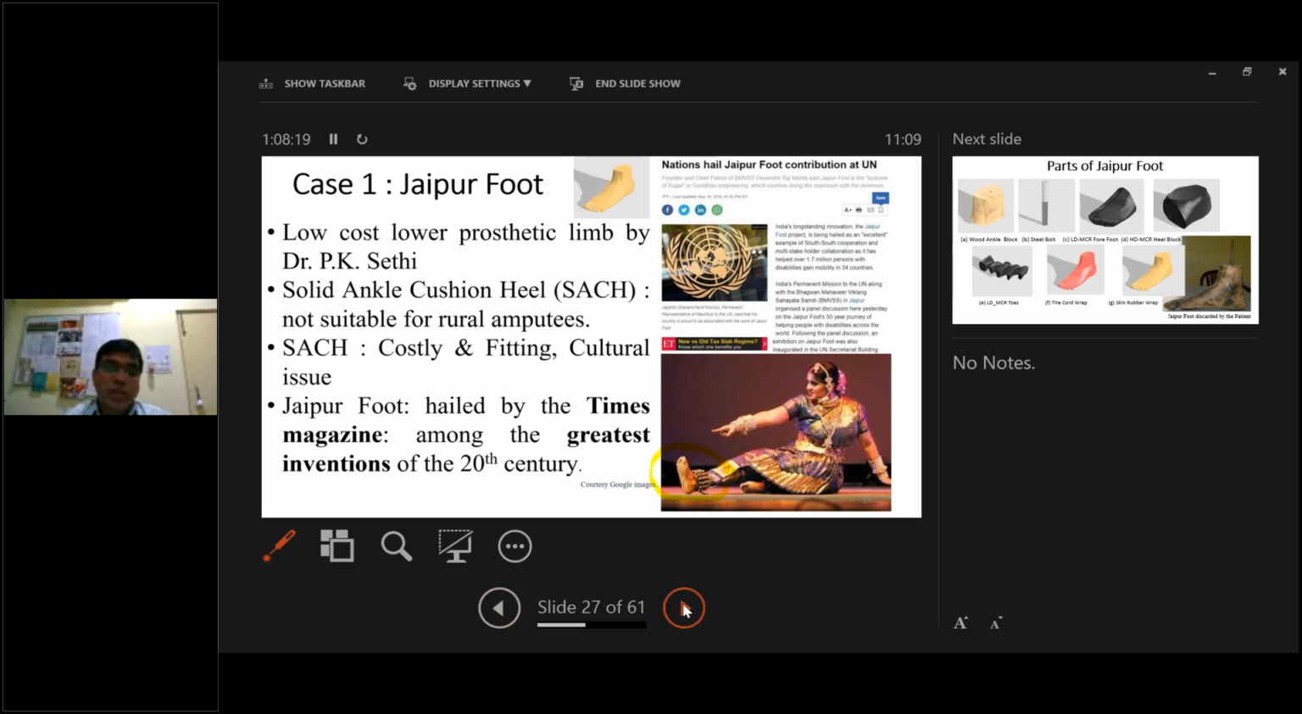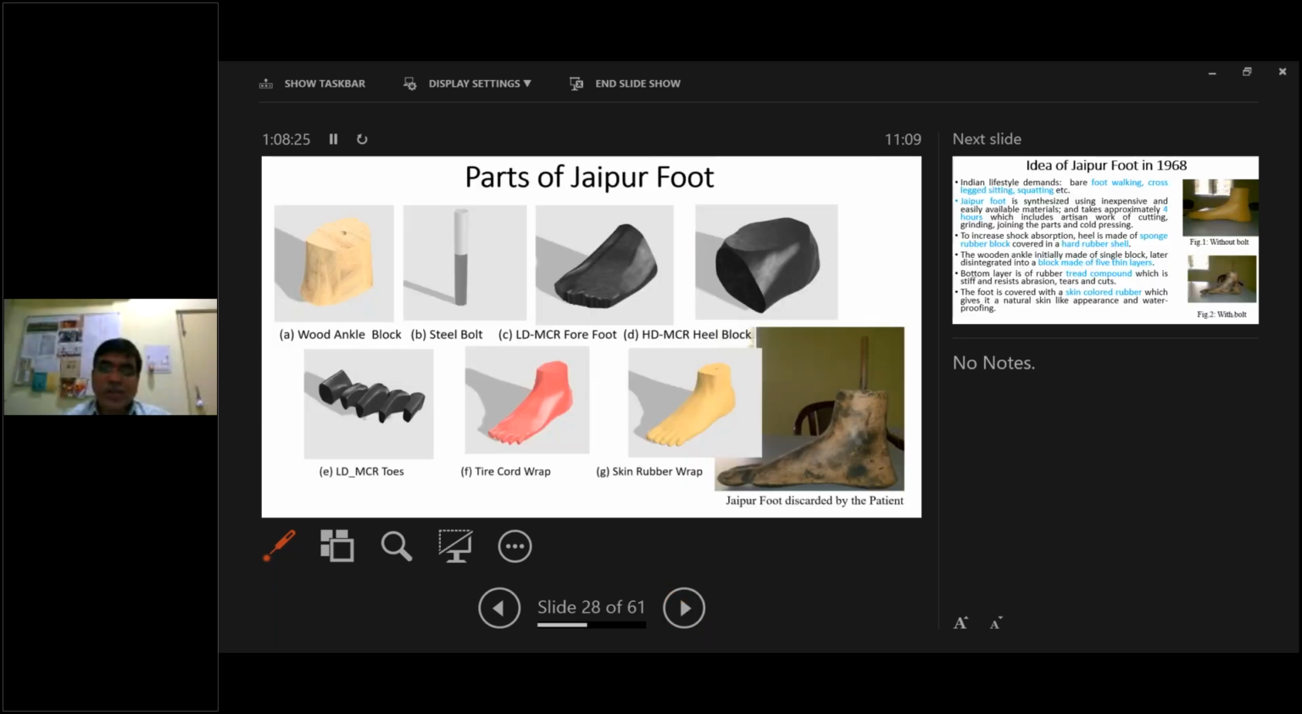How? Because in that time there were lots of products which were needed, and Dr. Sethi used it very fantastically. He used the local manpower and the locally available raw material. You just recollect, in the 70s all kinds of chappals were made out of MCR, microcellular rubber. So he used the same rubber for making this solid ankle block, this forefoot block, these toes, and even a steel rod. He used wood and then wrapped tire cord around it, and then the skin colored rubber, and everything was cured in a furnace. So that was the idea, and that was the design of the Jaipur foot 50 years back.